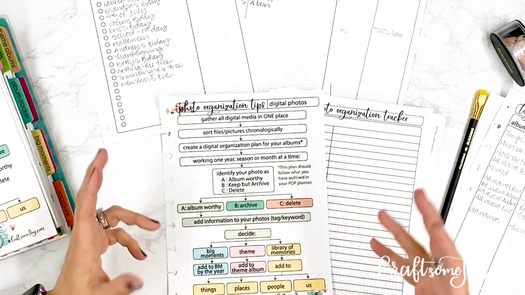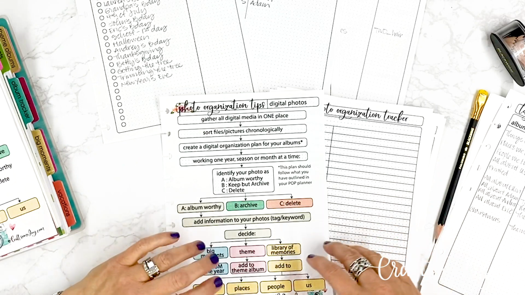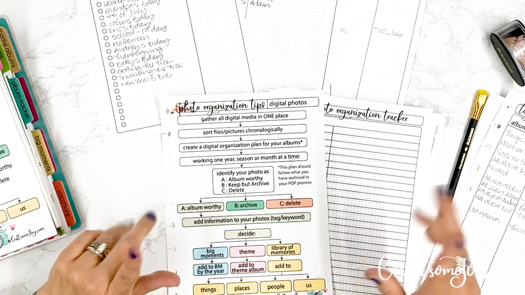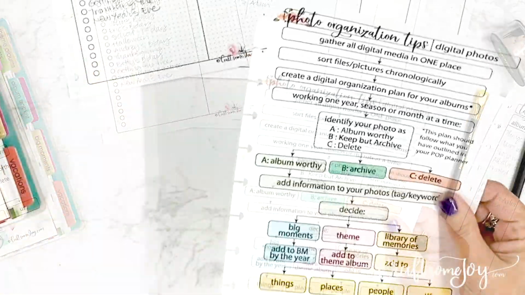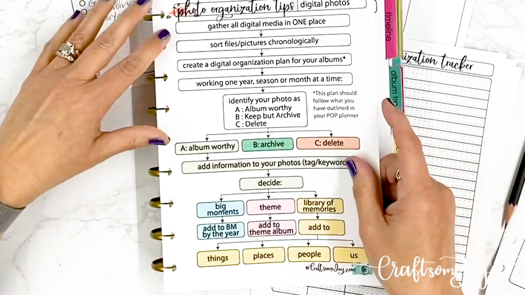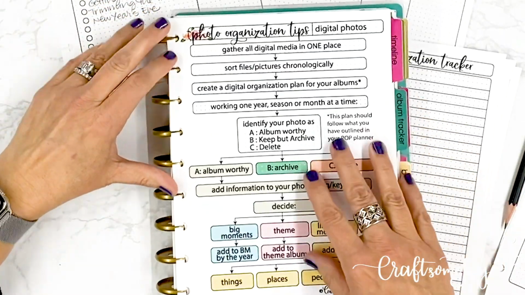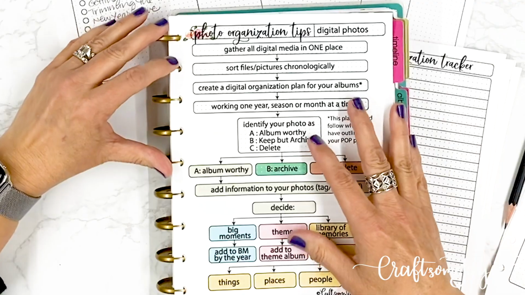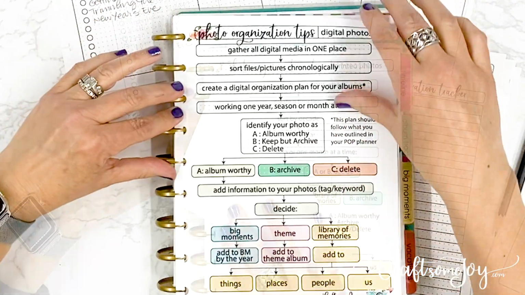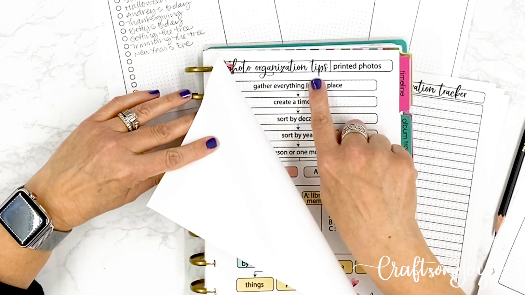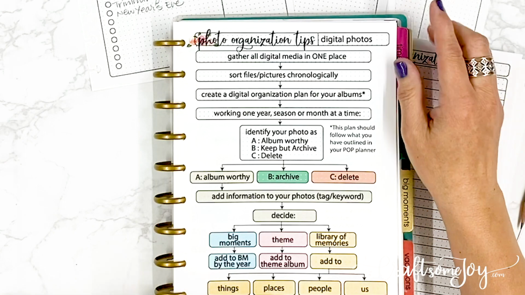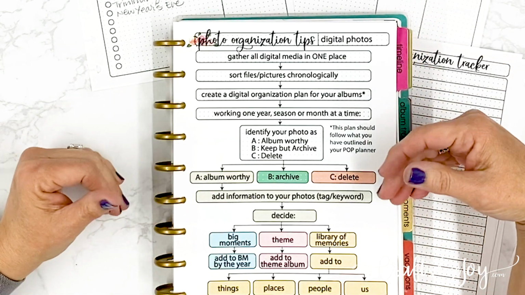So you can either follow along with me as I'm going through this and then print your own, or if you want to stop the video and come back, you can do that too. So this is where we're going to jump off today, is first with the photo organization tips, digital photos. So I'm going to put this right into my pop planner right along with my photo organization tips for printed photos.